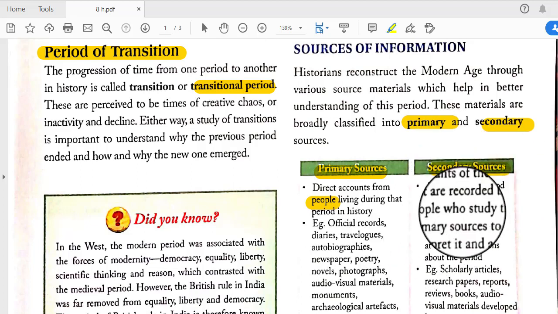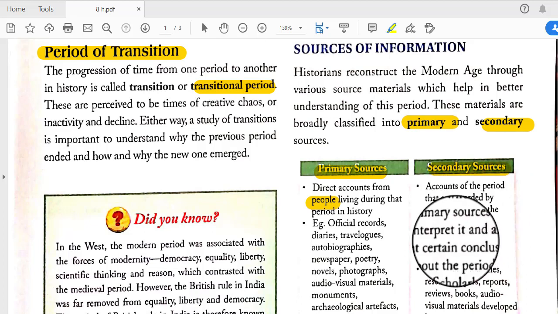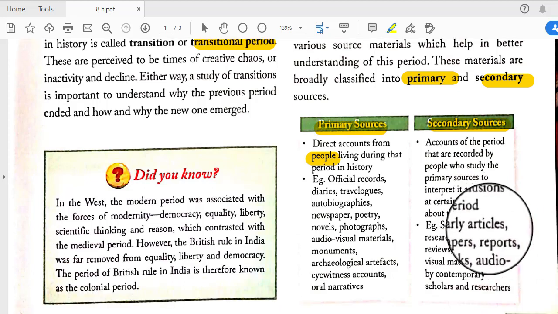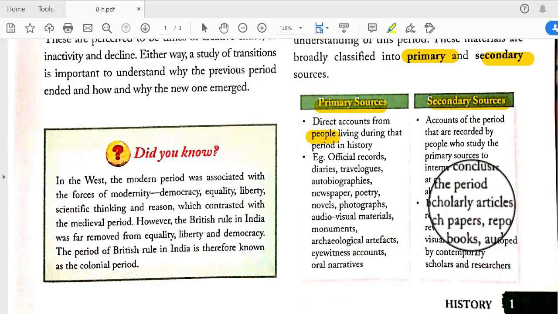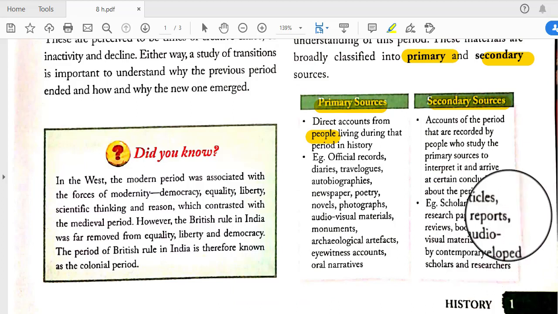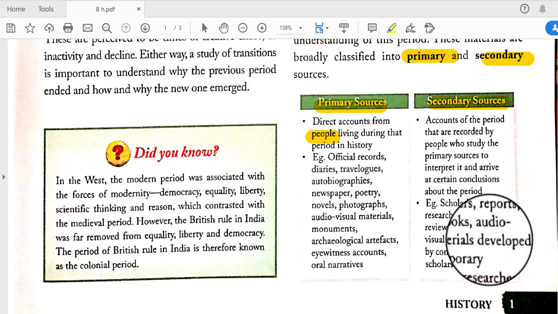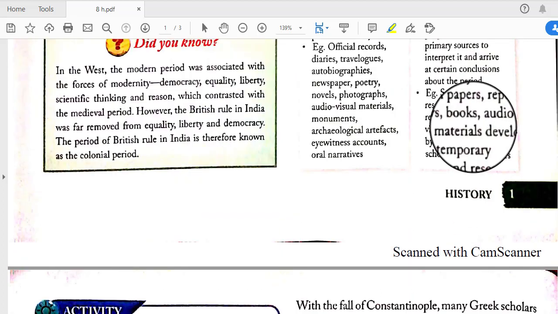And next is secondary sources: accounts of periods that are recorded by people who study the primary sources to interpret them and arrive at certain conclusions about the period. That means scholarly articles, reports, reviews, books, which give us information about the times. In these books the writers collect the information from primary sources. So these are the secondary sources, second-step sources.